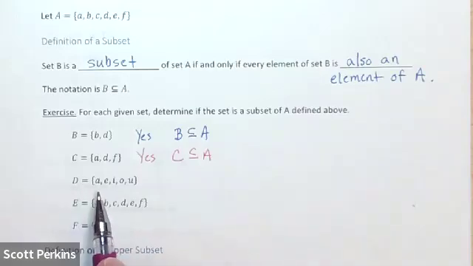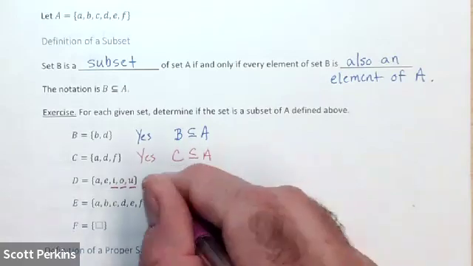All right, set D, the elements are A, E, I, O, U. Is every element of D also in set A? No. A and E are, that's fine, but I, O, and U, these three elements right here, are not in A, so is set D a subset of the original set? No, so this one's a no.